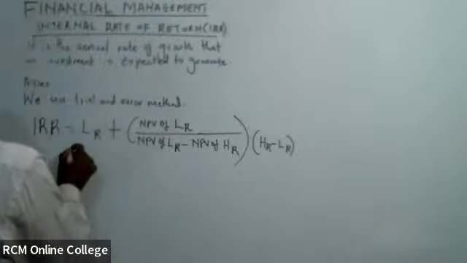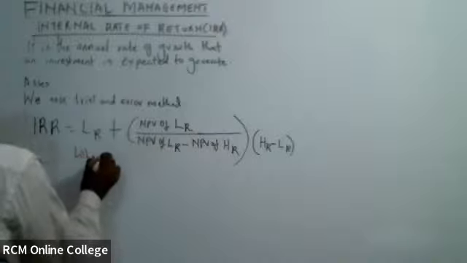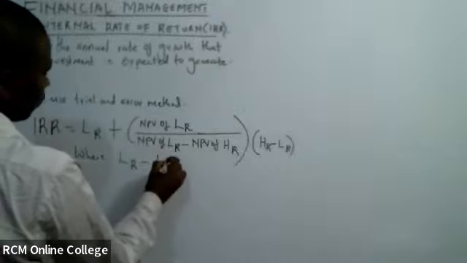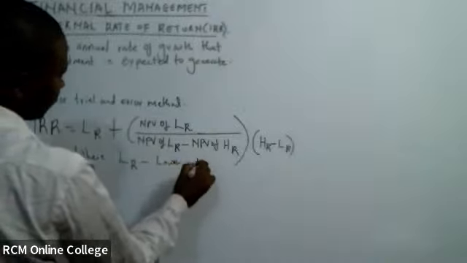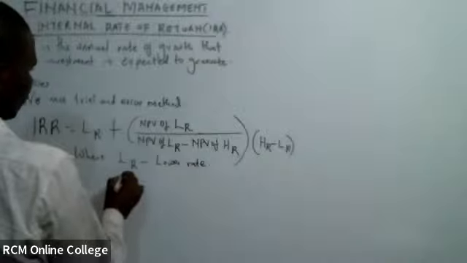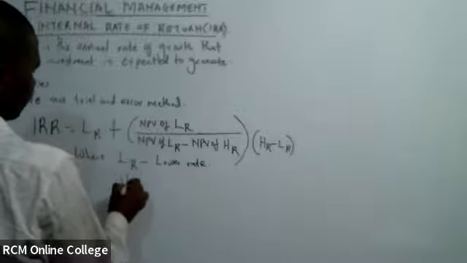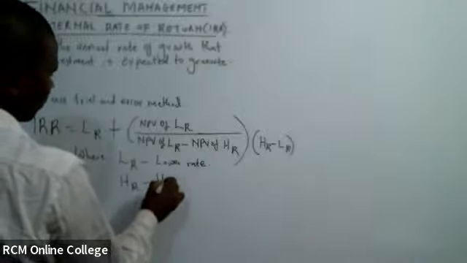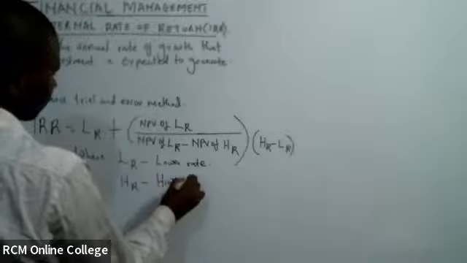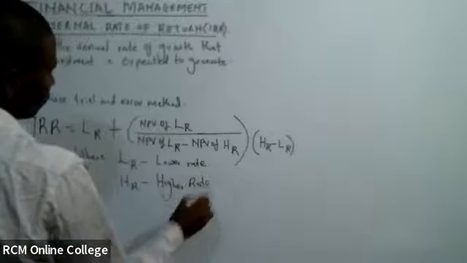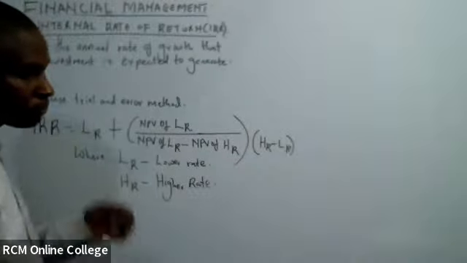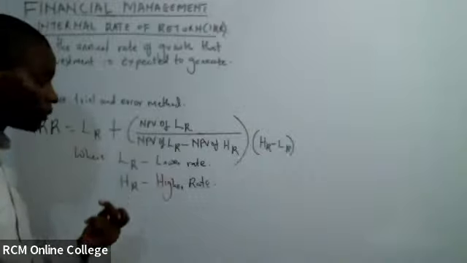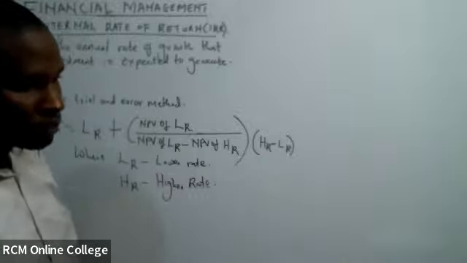Where LR represents lower rate, HR represents higher rate. Lower rate, higher rate. Good.